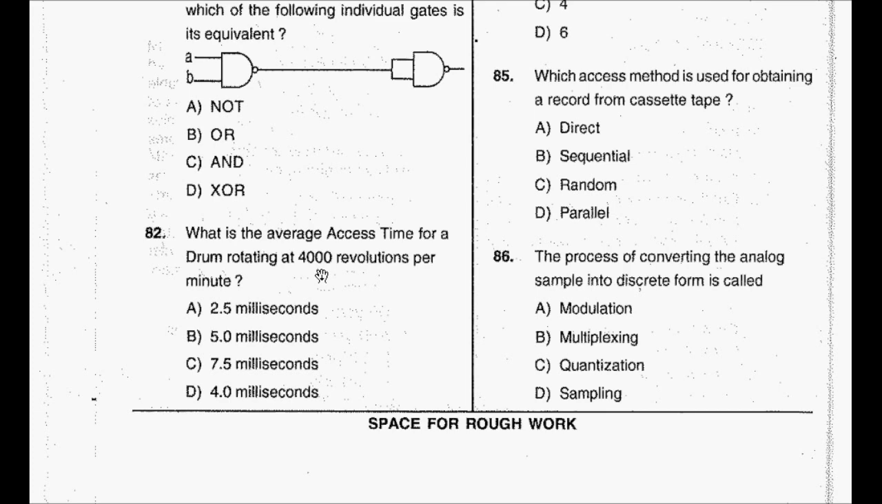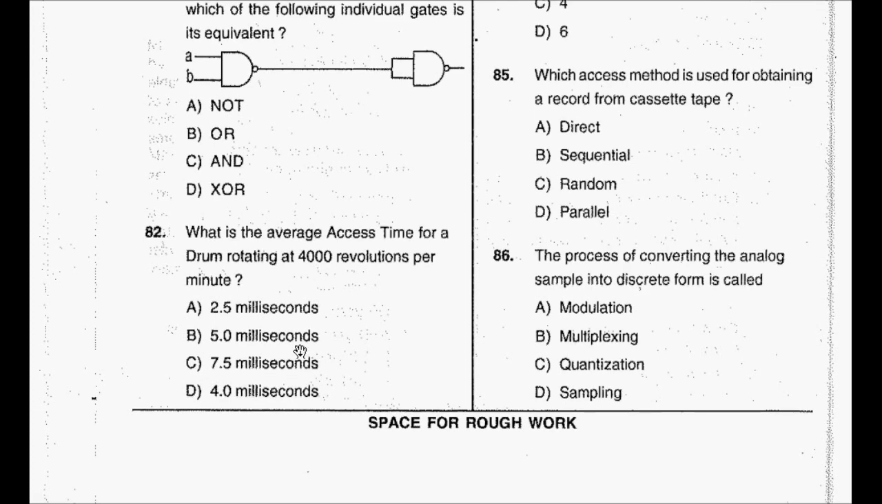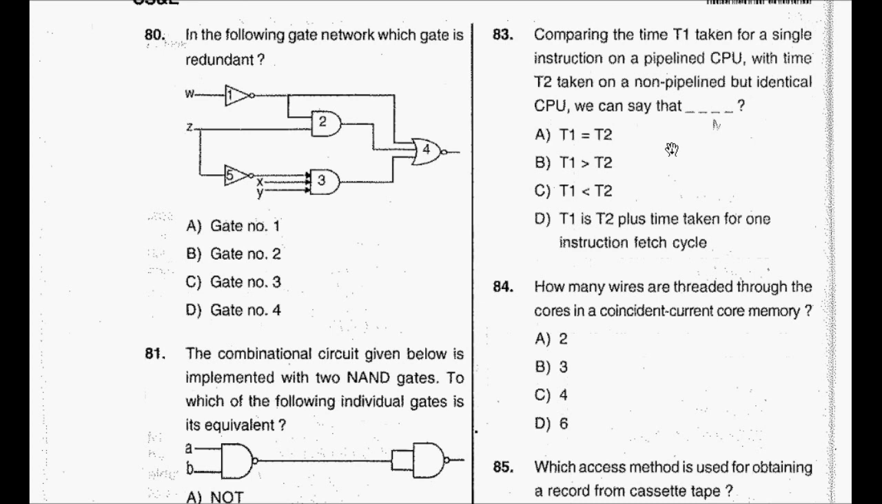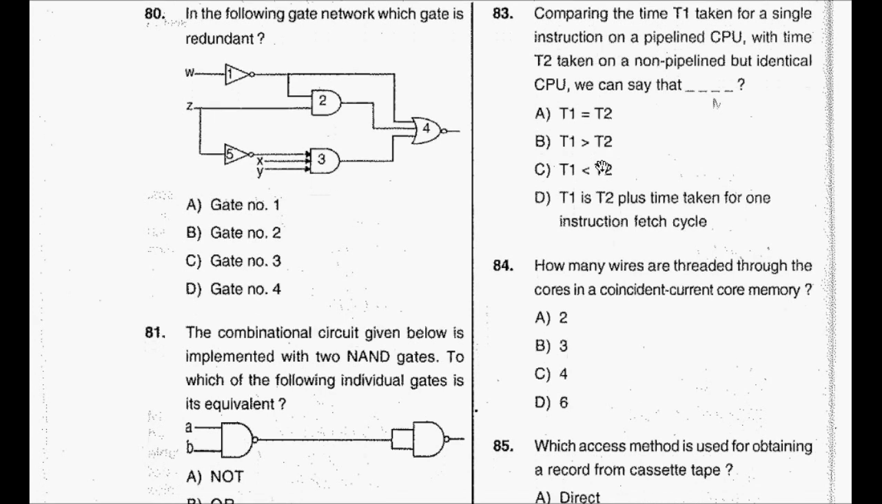Okay, and this 3 calls up, so 7.5 milliseconds. Now comparing the time t1 taken for a single instruction on a pipeline CPU with time t2 taken on a non-pipeline but identical CPU, we can say that it's a single instruction. So if a single instruction goes through a pipeline, it is going to take more time than passing through a non-pipeline one, because there is no need for the pipeline. So obviously t1 is greater than t2.